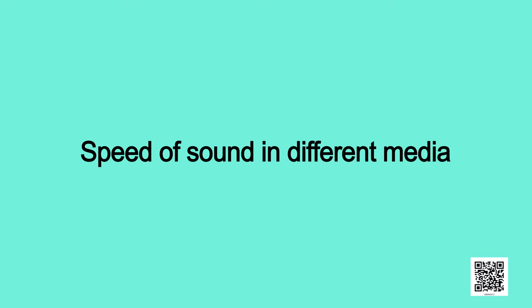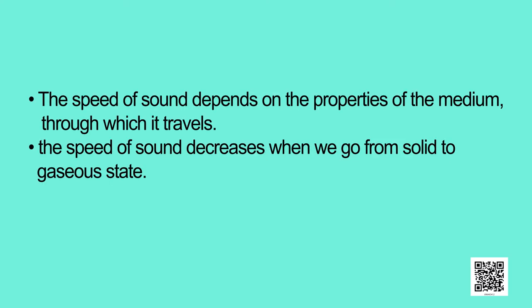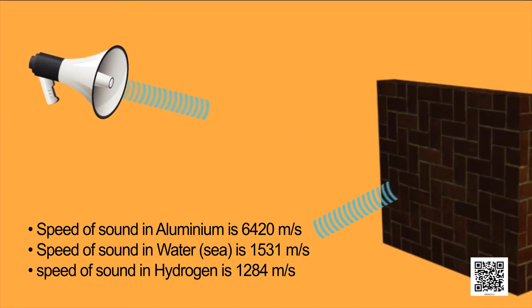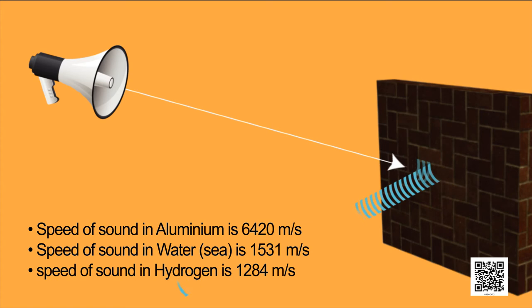Speed of sound in different media. The speed of sound depends on the properties of the medium through which it travels. The speed of sound decreases when we go from solid to gaseous state. For example, the speed of sound in aluminium is 6,420 meter per second. The speed of sound in seawater is 1,531 meter per second. And the speed of sound in hydrogen gas is 1,284 meter per second.